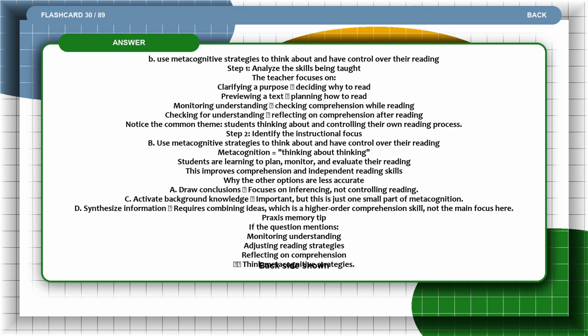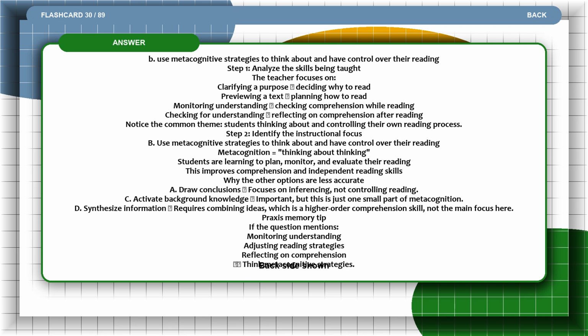The answer is B. Use metacognitive strategies to think about and have control over their reading. Step 1. Analyze the skills being taught. The teacher focuses on clarifying a purpose, right arrow, deciding why to read; previewing a text, right arrow, planning how to read; monitoring understanding, right arrow, checking comprehension while reading; checking for understanding, right arrow, reflecting on comprehension after reading. Notice the common theme of students thinking about and controlling their own reading process.